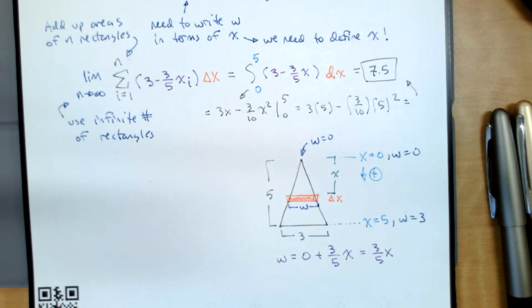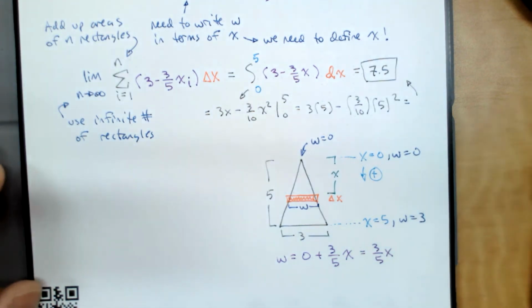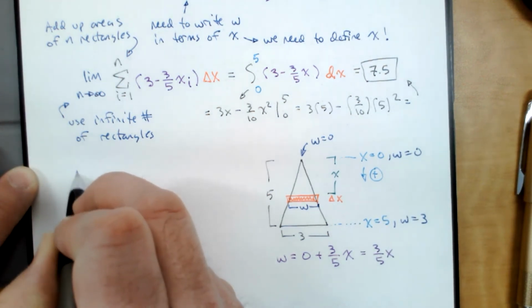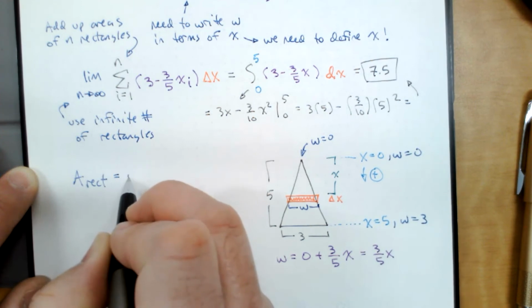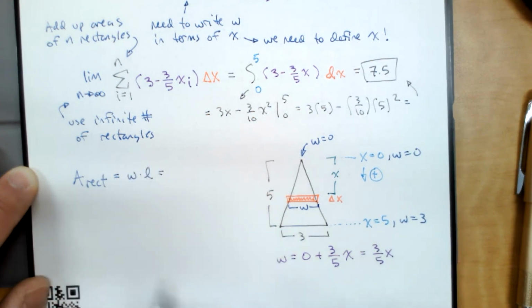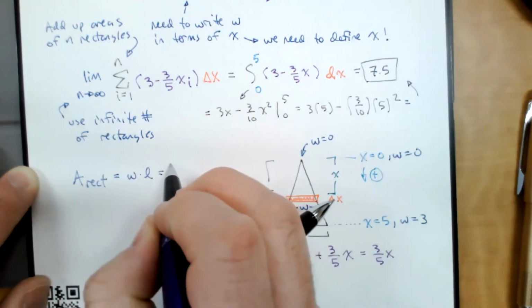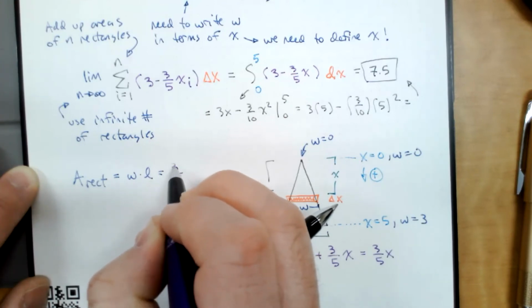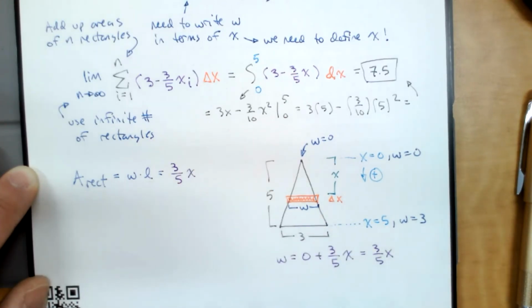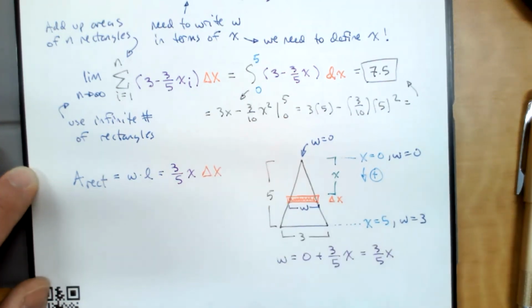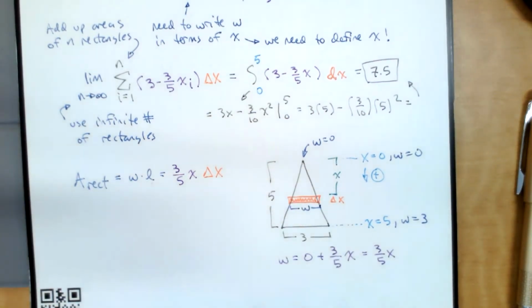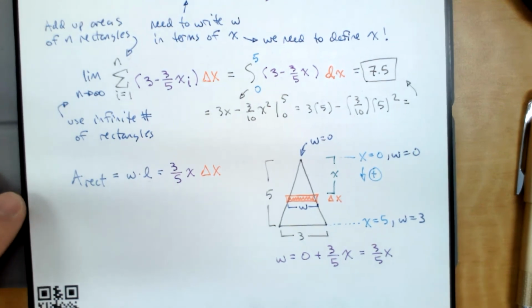So now the area of the rectangle is still width times length. The width in this case is 3/5 x. And the height is still delta x. So instead of integrating 3 minus 3/5 x, we'll just integrate 3/5 x. And it'll still go from 0 to 5.